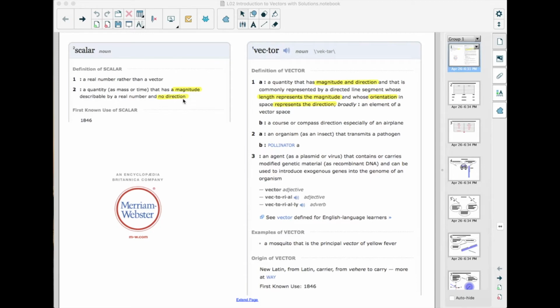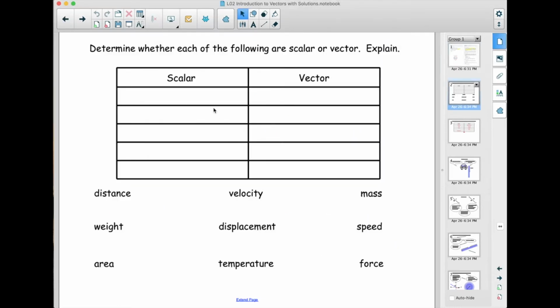So what is a scalar? A scalar is a quantity that has a magnitude but no direction. And a vector has both magnitude and direction. So the first thing we're going to think about is a bit of a matching. I've got about 9 words on the bottom, and you're going to decide which of the quantities are scalar and which are vectors. It might be best to pair them if they're measuring similar things, but one is scalar and one is vector.